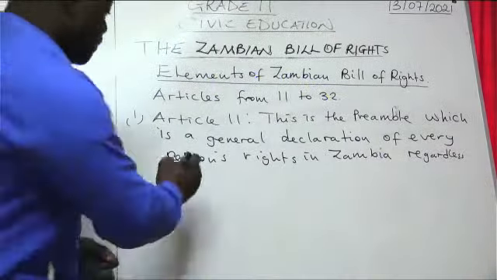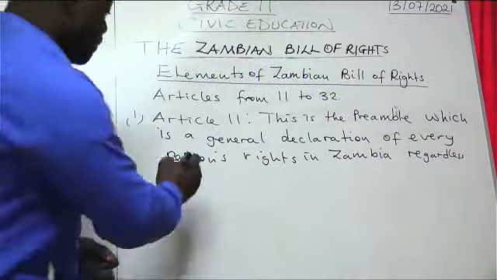Are we together? So we are looking at that. Now, class, due to time, we are going to end on article number 17. I want you to go and read article number 19 up to 32. Like I've said, the Zambian Bill of Rights covers articles from 11 to 32.